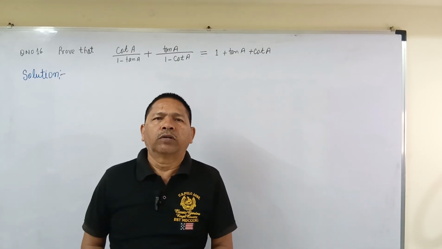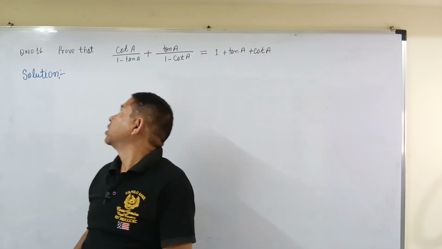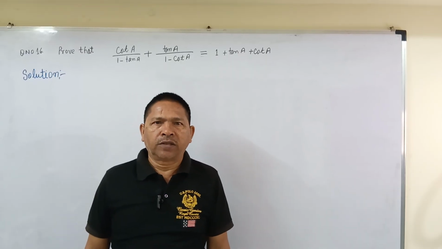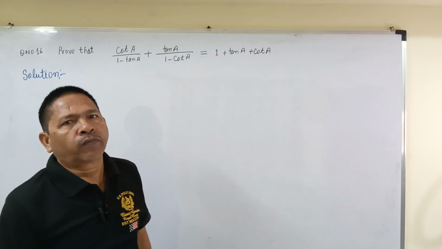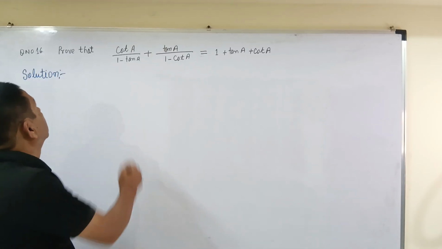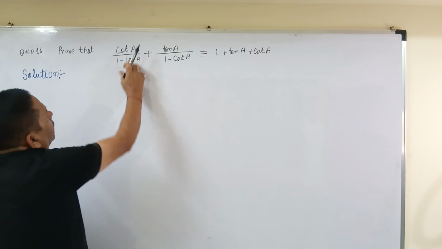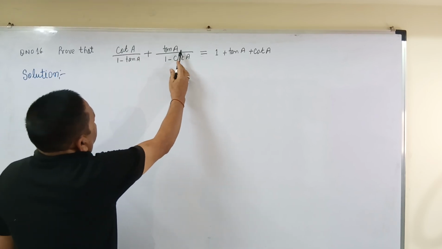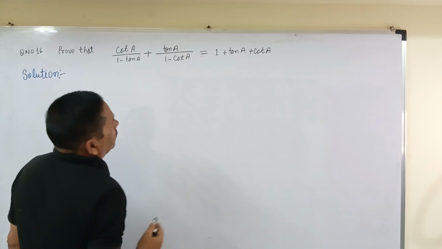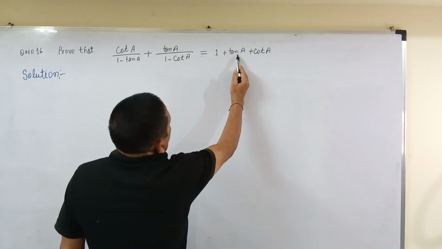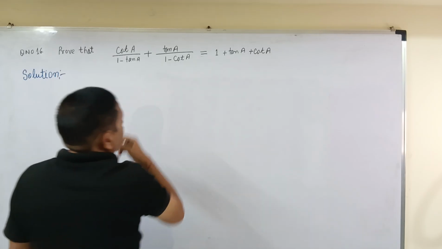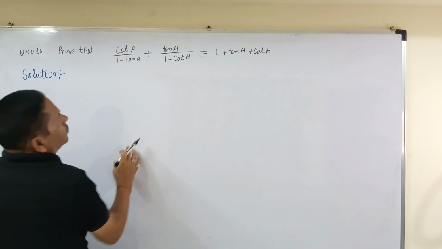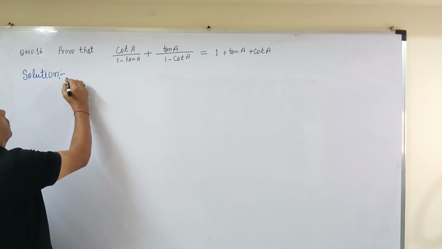Today I am going to solve question number 16 in my important questions on trigonometry series for class 10th. Now the question is, prove that cot A upon 1 minus tan A plus tan A upon 1 minus cot A equals to 1 plus tan A plus cot A. So now we will take LHS and try to prove equal to RHS.